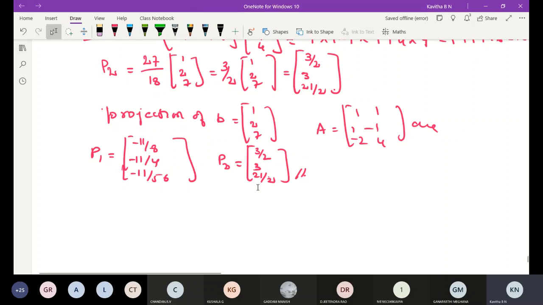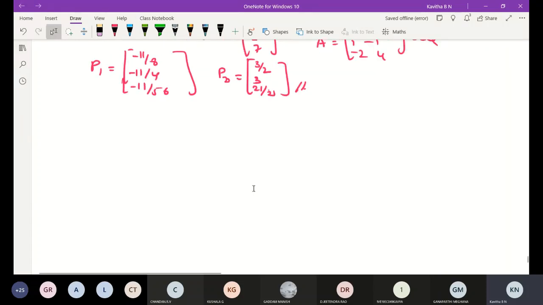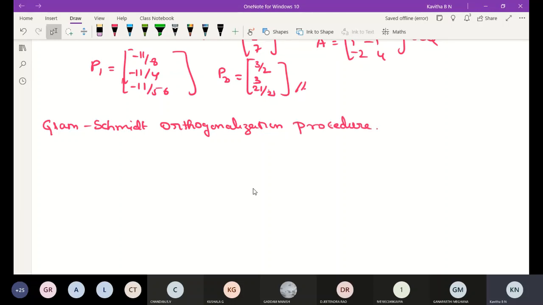Then next we will discuss Gram-Schmidt. One question is compulsory for your IA. Gram-Schmidt orthogonalization procedure.